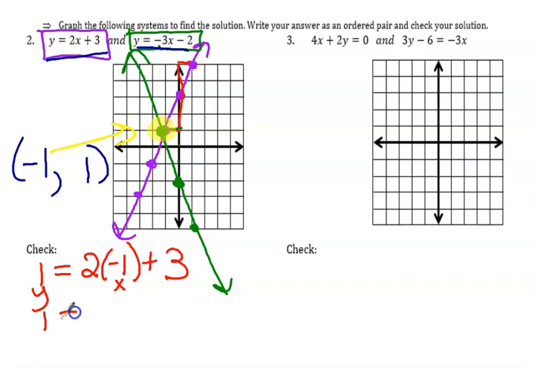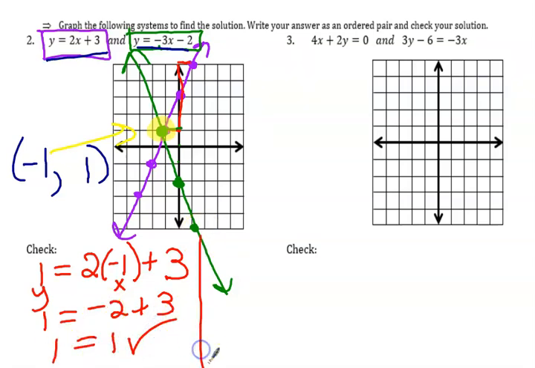Okay, so 1 equals 2 times negative 1 is negative 2 plus 3. Well, negative 2 plus 3 is 1. 1 equals 1. Awesome. It worked for the first one. Again, that point has to work for both of them in order for me to be a rock star and have the right answer. So Y is 1.